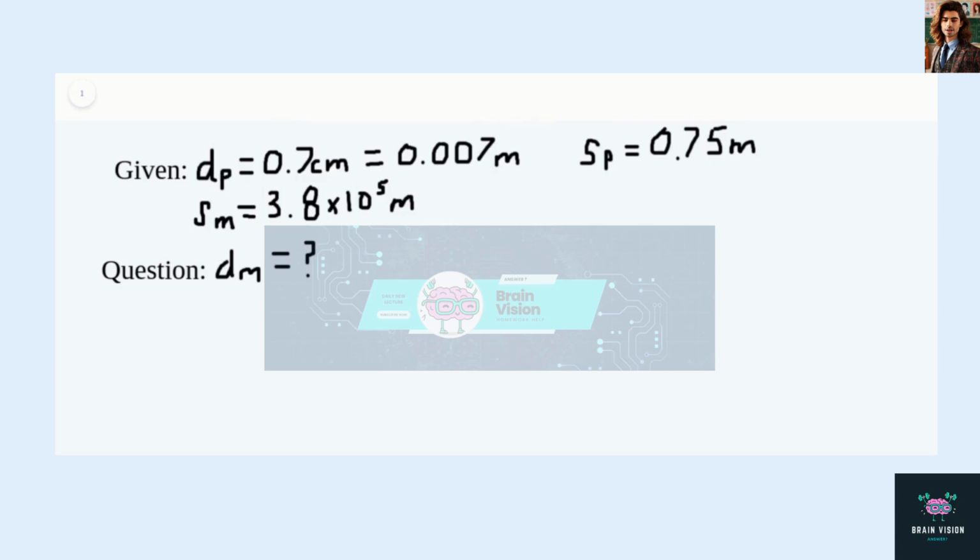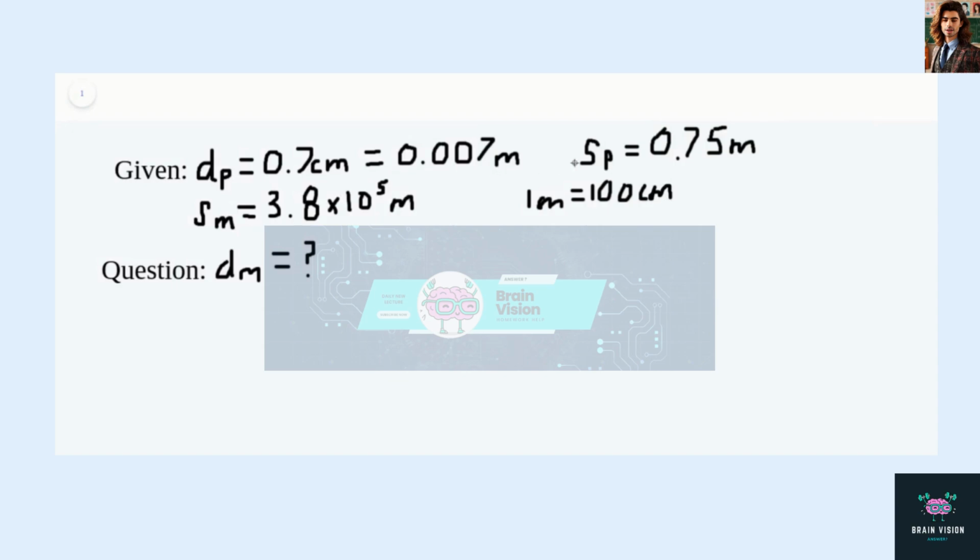Okay, so here I wrote out what we were given. We have d sub p, which is the diameter of the pencil. It's 0.7 centimeters, or about 0.007 meters, since 1 meter is equal to 100 centimeters. So you can just move the decimal place over 2, and you have 0.007 meters.